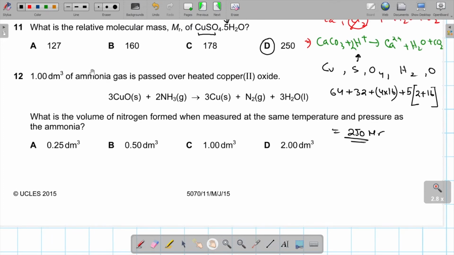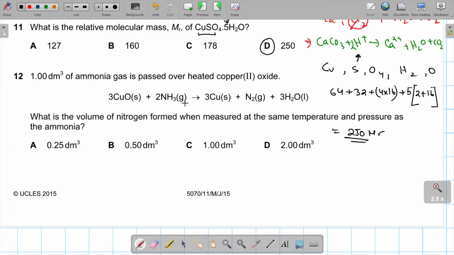Alright, so let's move on to the next question. Question number 12. 1 dm cubed of ammonia gas is produced. Gas is passed over heated copper oxide. So ammonia is reacting with copper oxide to decompose to copper, nitrogen gas, and water. What is the volume of nitrogen formed when measured at the same temperature and pressure as ammonia? So we have to find the volume of nitrogen gas. Now we are comparing gases, so you can directly use the molar ratio formula, but I'm just going to go ahead and continue doing it in the regular molar way.